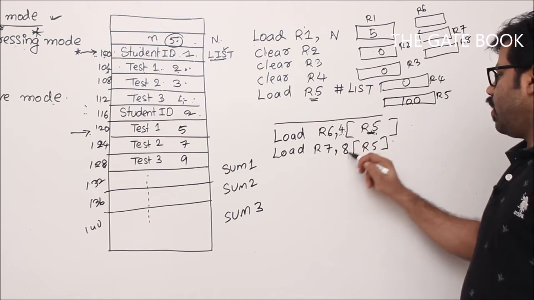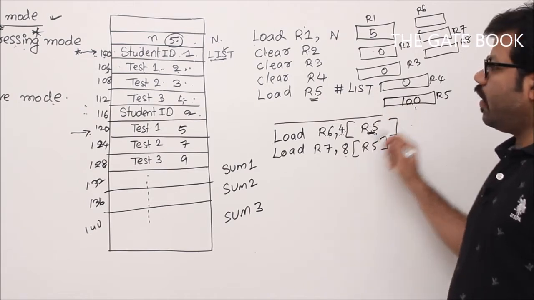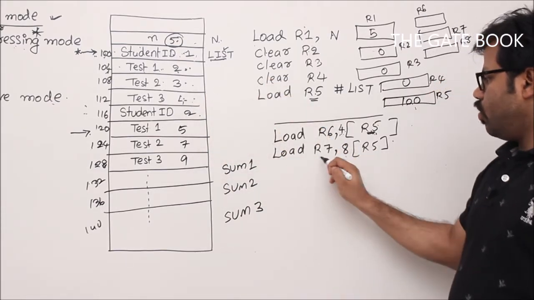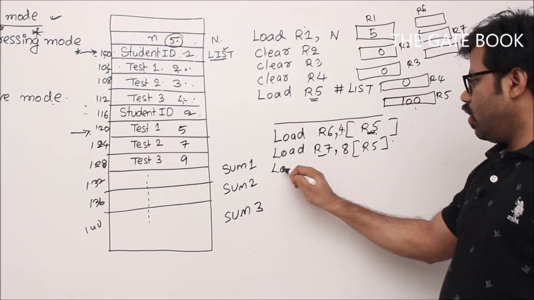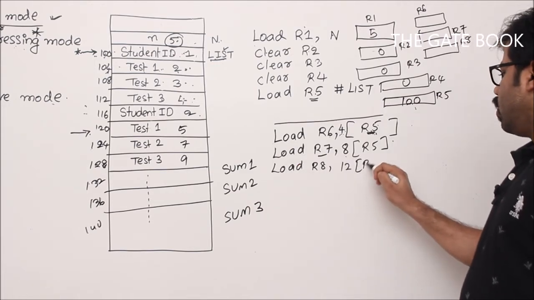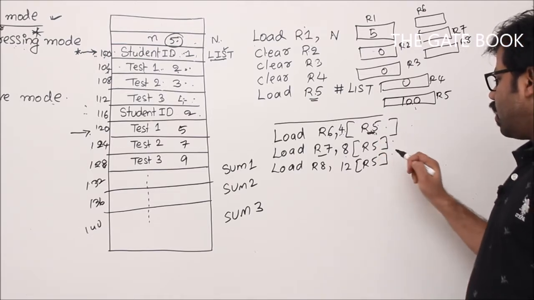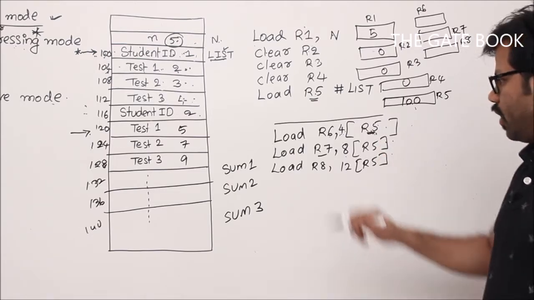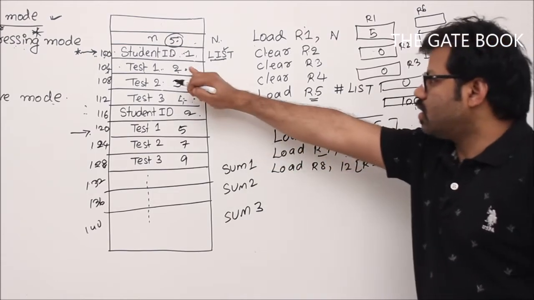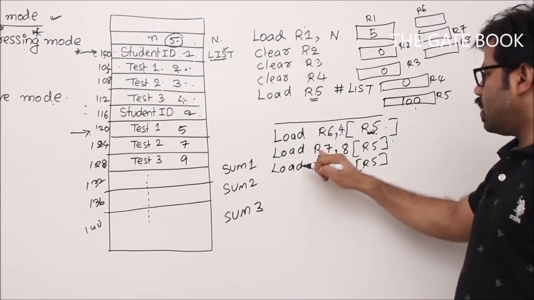So 4 plus R5, 8 plus R5. What is 8 plus R5? What is R5? Still 100, right? So 100 plus 8, 108. That means test 2 marks. So we are loading into R7. Similarly, load test 3 marks into R8. Okay, 12 of R5. So this is the usage of the index addressing mode. So when you do it, then we'll get marks of student 1, test 1, test 2, test 3 marks into R6, R7, R8.